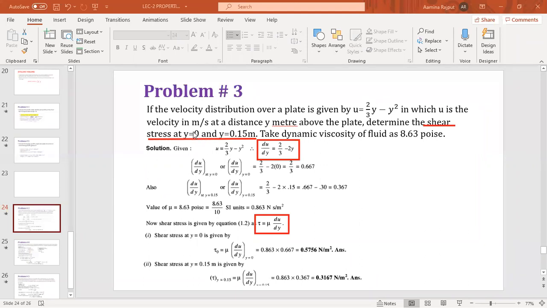Now they've asked us that y is equal to 0 and y is equal to 0.15. So this means that you have to plug in the value of y 2 times. First is when y is equal to 0, like over here, and the other time when y is equal to 0.15. So simply put the y value and you will get 0.667 and 0.367.